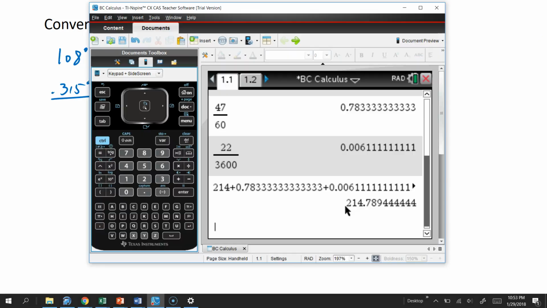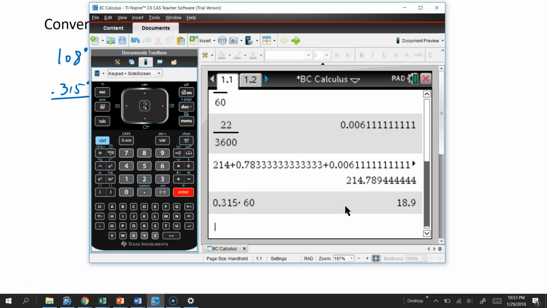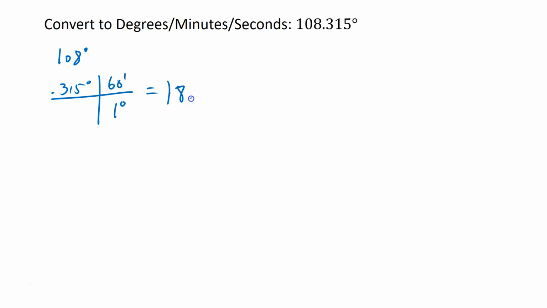Okay, next up, we're converting to degrees, minutes, seconds. So we have 108 degrees for sure. Okay, and then we need to deal with this 0.315 degrees. So 0.315 degrees. 1 degree is 60 minutes. So we're going to change to minutes first. So 0.315 times 60 gives me 18.9.